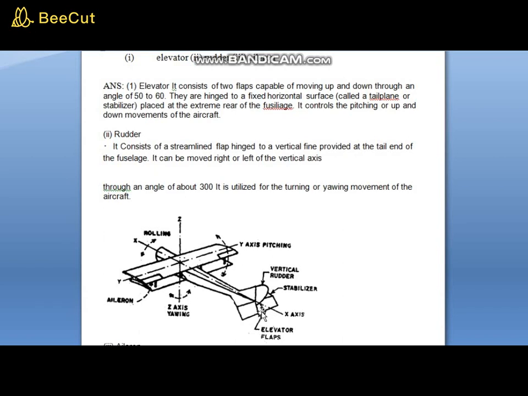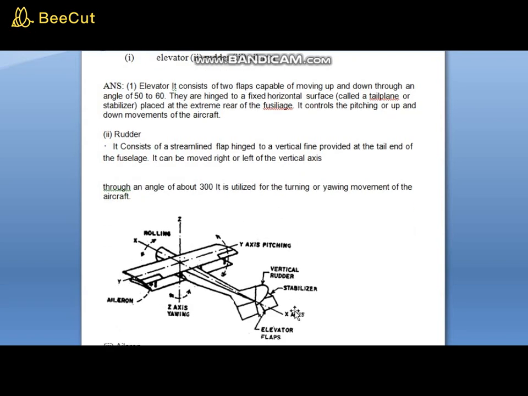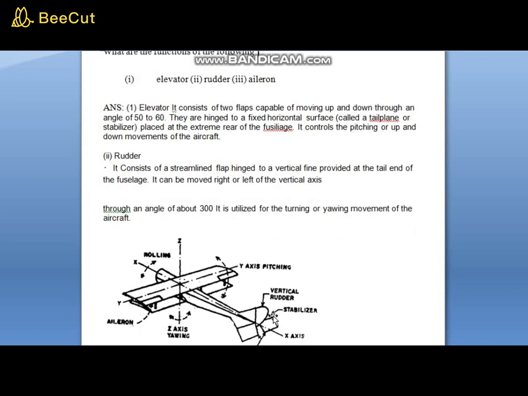The elevator is at the tail end. So what is the function of the elevator? The elevator consists of 2 flaps. See, we have flaps over here, capable of moving up and down through an angle of 50 to 60. They are hinged to a fixed horizontal surface called a tail plane or stabilizer. See, this is nothing but the stabilizer or tail plane. In the diagram you can see.